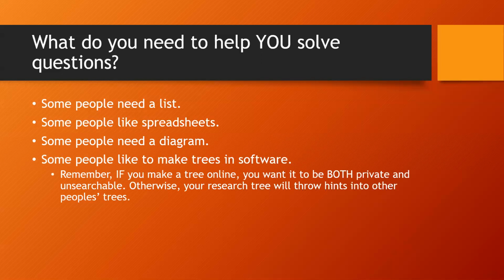Some people like to make trees in software. So let's say, for example, you have an online tree at Ancestry, or you have Family Tree Maker software, and you're thinking, I want to make a tree so I can follow where all these people are and connect them together. If you make your tree online, you want to make sure that it's private and unsearchable, because otherwise your research tree is going to kick hints out for other people. So those hints that you get, those shaky leaves, for lack of a better term, that's Ancestry's term, the shaky leaves will start showing up if you have a searchable and public tree online.